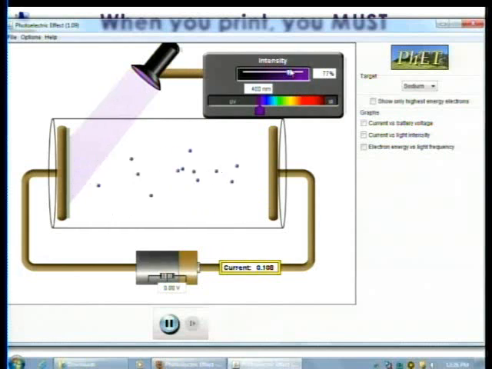Where are you seeing that? Under PHET. Top where? Top right, under target. Oh, okay.